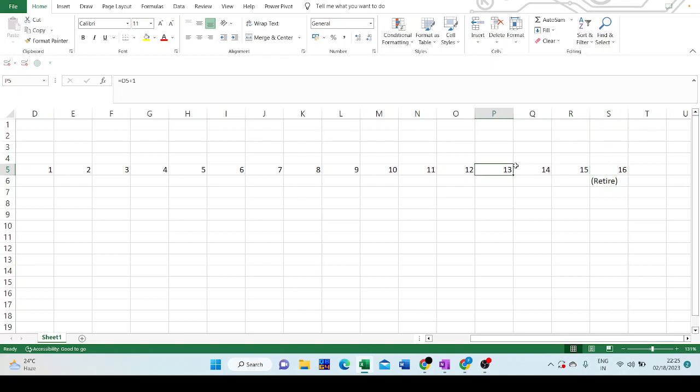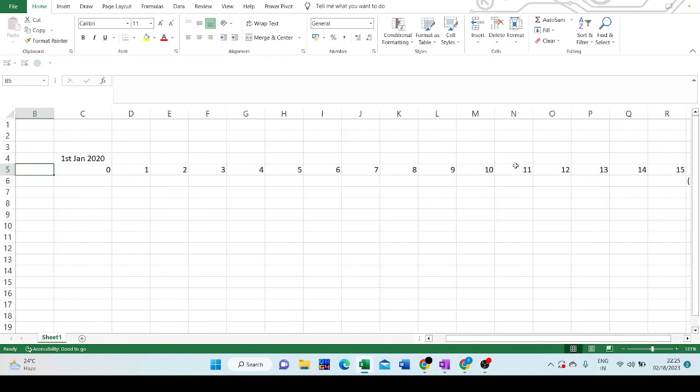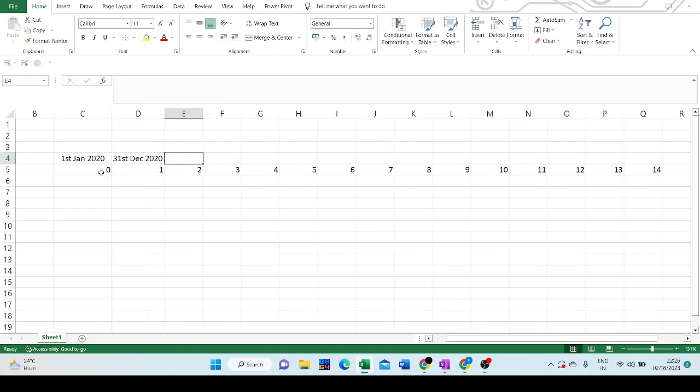Now by 31st December 2020, he would have worked for 1 year, right? He would have worked for 1 year. He joined on 1st January 2020. By 31st December, he has worked for 1 year with the company, right?